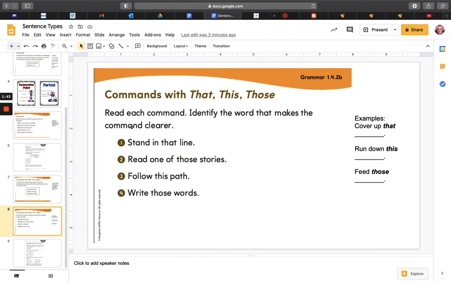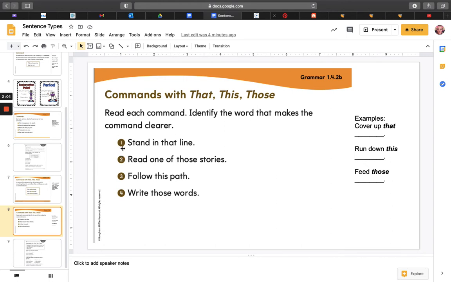So let's look at this one. Commands with that, this, and those. I want you to practice reading these words. That, this, those. It asks us to read each command and identify the word that makes the command clearer. It helps us understand a little bit more with what's being asked of us to do.